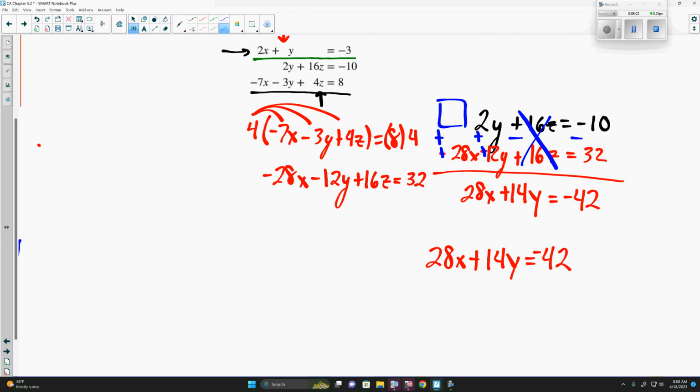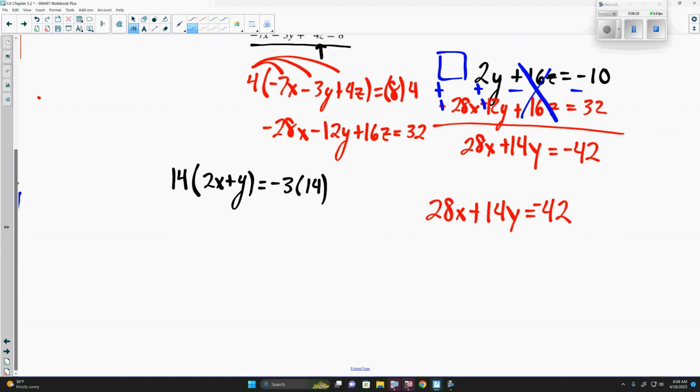But that does mean that we need to multiply this entire equation by 14 to get those to match. So we're going to multiply our 2x plus y by 14, and we're going to multiply the negative 3 by 14. 14 times 2x is 28x plus 14y is equal to negative 42.